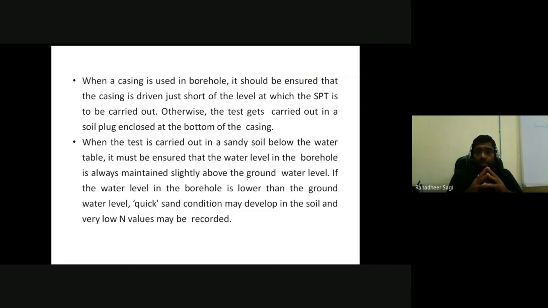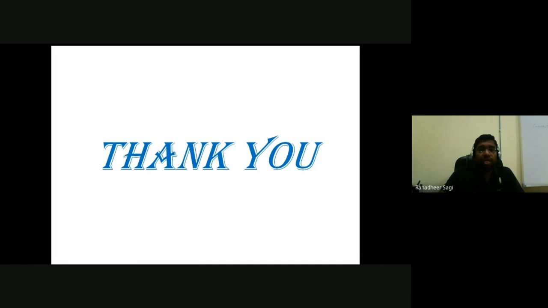What I conclude from this discussion is, we understood what is meant by the SPT test, how the SPT test is to be conducted, and ultimately what we are determining from this particular SPT test. With this, we'll conclude our discussion for today, and in our next class we'll start talking about the other field test, that is your cone penetration test. To be specific, we are going to discuss the static cone penetration test.